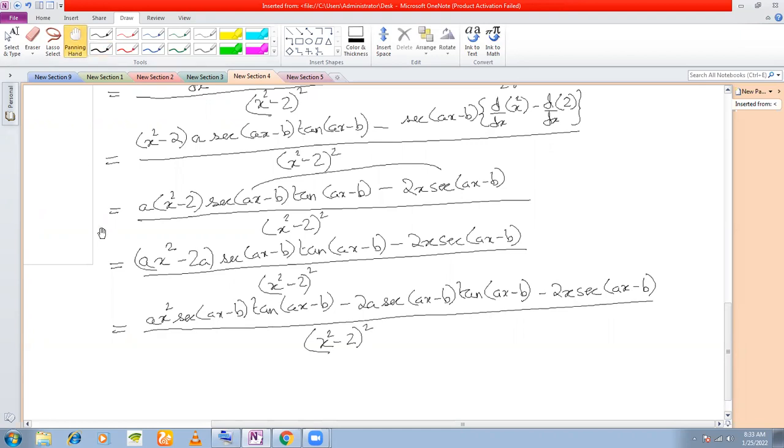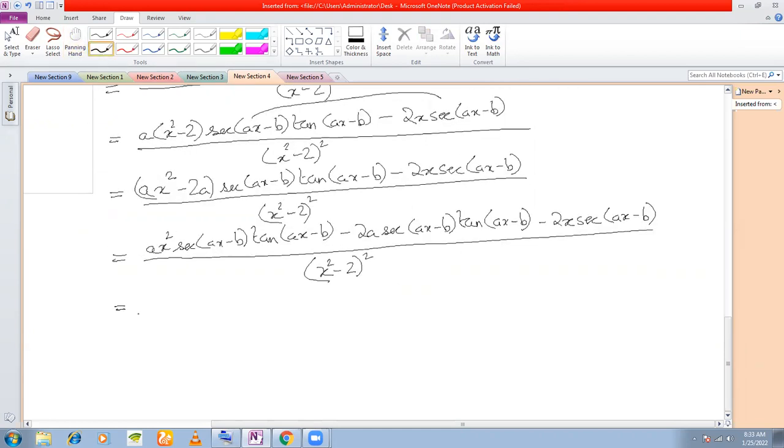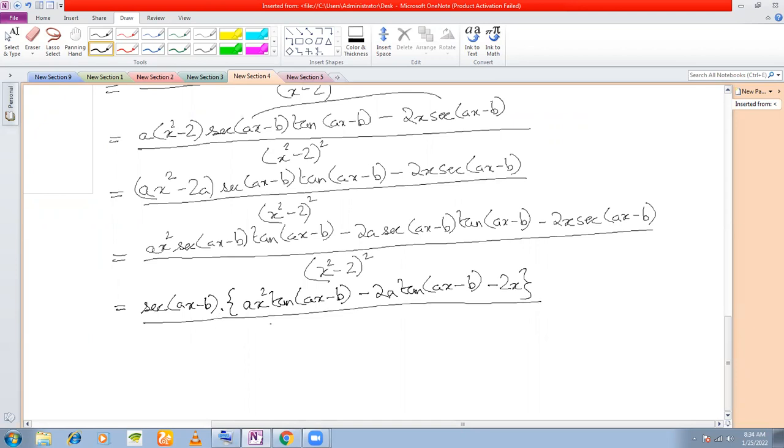Now, because you have sec(ax minus b) throughout, you can take sec(ax minus b) common. So if you take sec(ax minus b) common, what are you left with? You are left with ax square tan(ax minus b) minus 2a tan(ax minus b) minus 2x, whole divided by x square minus 2 square.